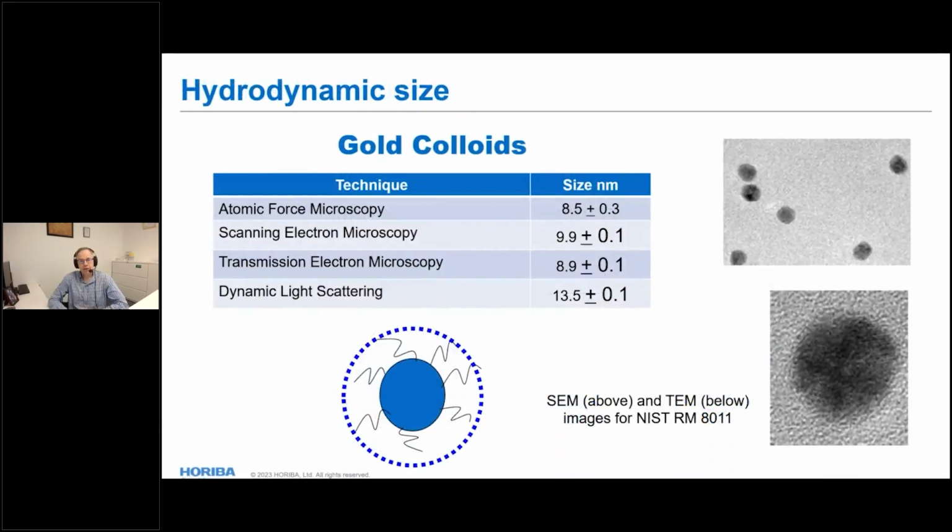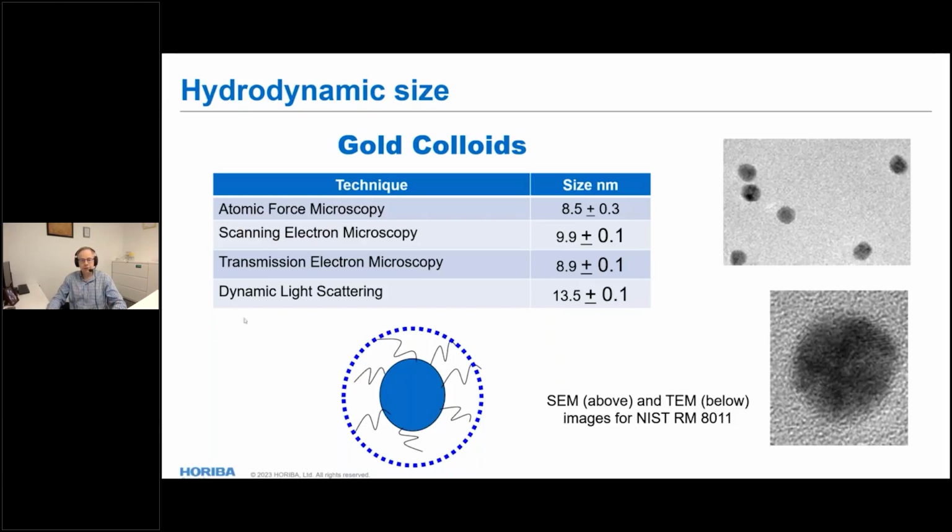So quick comment on hydrodynamic size. Here's some data with gold colloids from NIST. And if you look at the sizes by AFM and electron microscopy, you see from about 8.5 to 9 nanometers. But the dynamic light scattering size is 13.5 nanometers. So it's quite a bit bigger, these same particles, when measured by DLS compared to these electron microscopy techniques. And that extra size is really that core gold particle along with the citrate shell that is being used to stabilize the particle in suspension.